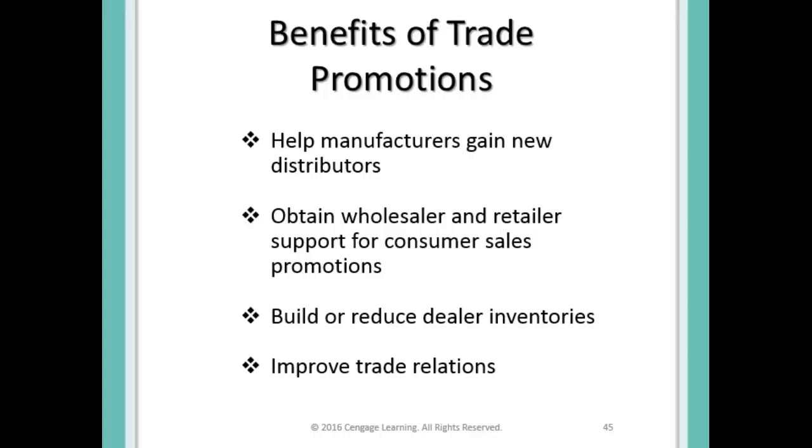This slide, the 4 things that you see here, these benefits, are really the main reasons why trade promotions are popular among manufacturers, to be able to get their products moving through a channel of distribution, again, to reach us, you and I as consumers.